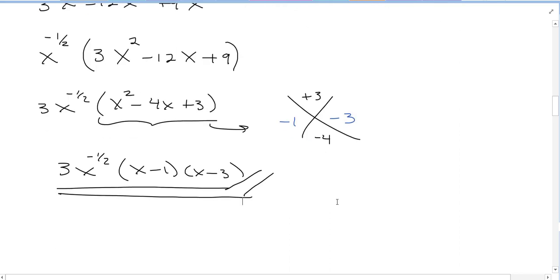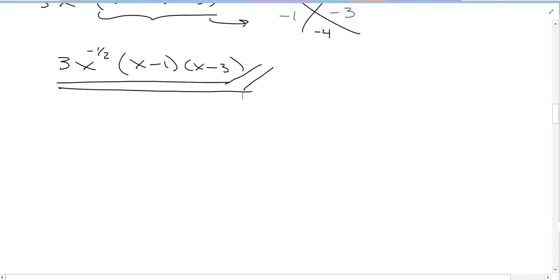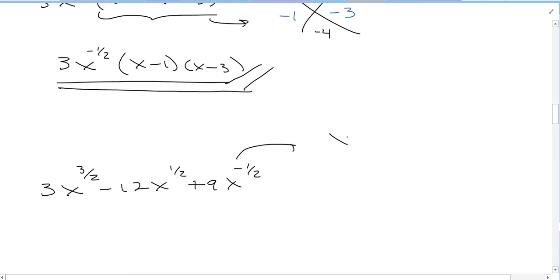Cool. I did tell you there's a second method. So the other method, if that was a little confusing for you, was 3x to the 3 halves minus 12x to the 1 half, and then plus 9x to the negative 1 half. So we can use the property of exponents that says that if you have x to the negative a, you can write it as 1 over x to the a.